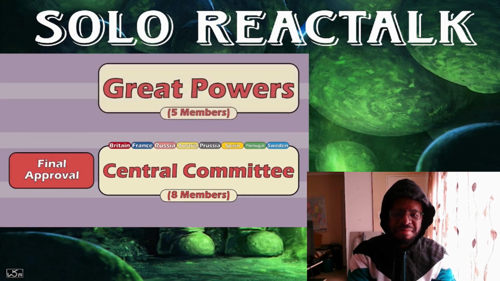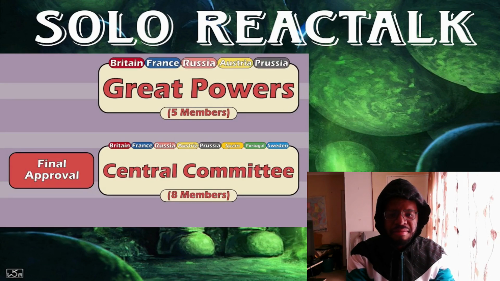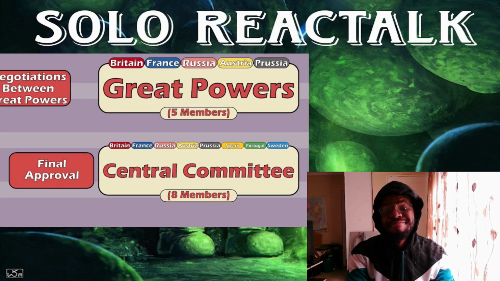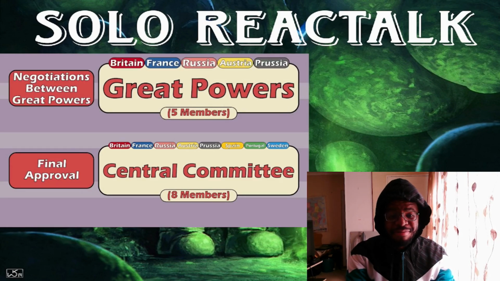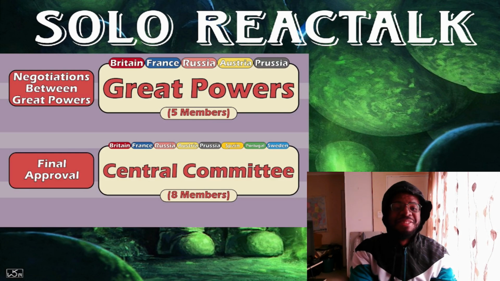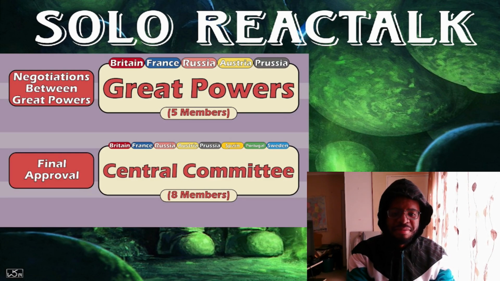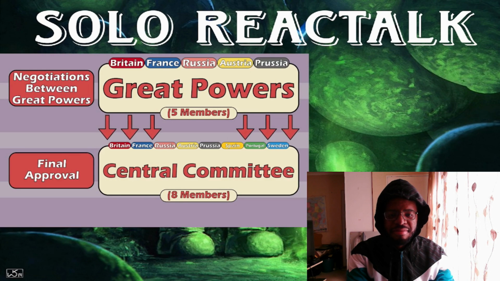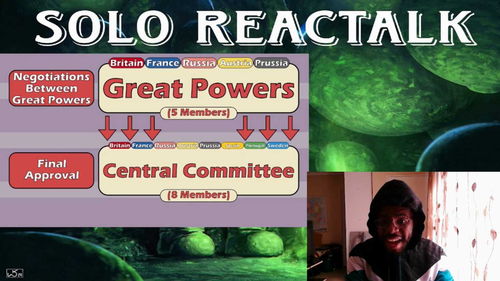But the 5 great powers agreed to cut out the Central Committee by negotiating informally among themselves. Wow. If the great powers could hammer out a consensus, they could steamroll the Central Committee and the rest of the Congress. In the end, this was where the real power lay. Well.